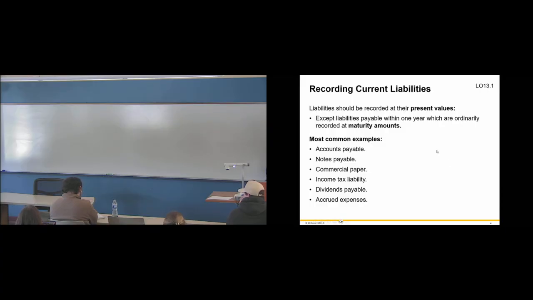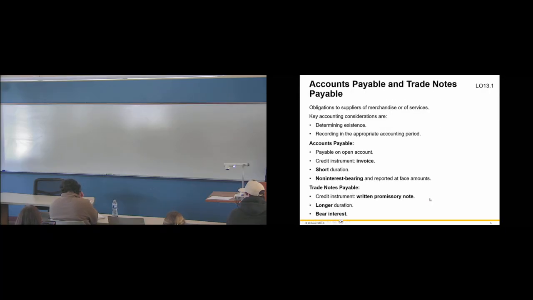Prepaid insurance is an asset, right? Not an accrued expense. So be careful with terms like that. With accrued expense, we're talking about the liability side, not so much the asset side. Accounts payable and trade notes payable. So what is the difference between them? Well, let's see.